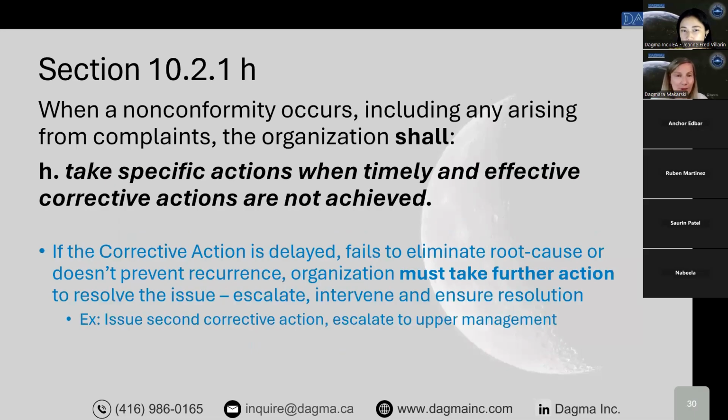When a nonconformity occurs, of course, we take specific actions when timely and effective corrective actions are not achieved. What does that mean? If the corrective action is delayed, fails to eliminate the root cause, or doesn't prevent a recurrence, the organization must take further action to resolve the issue. We can escalate, we can intervene and ensure resolution. For example, we could issue a second corrective action and identify a new root cause, because evidently the initial root cause probably wasn't the right one. And then, of course, always escalate to upper management as needed. But that's what timely means, okay? And effective corrective actions have to be achieved.